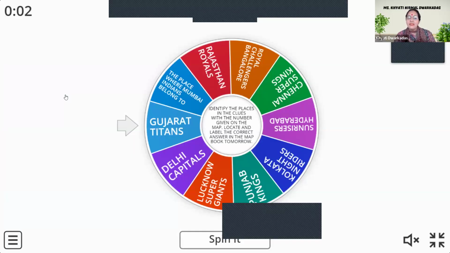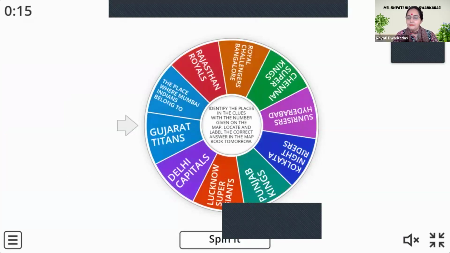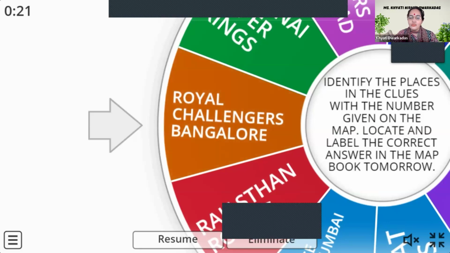Now identify the places in the clues with the number given on the map, locate and label the correct answers in the map book. There is a wheel here with clues. I am going to say spin the wheel. When I spin the wheel, it tells me Royal Challengers Bangalore. So the student has to mark Royal Challengers Bangalore in Bangalore in the map book, because this says bring it in the map book tomorrow.